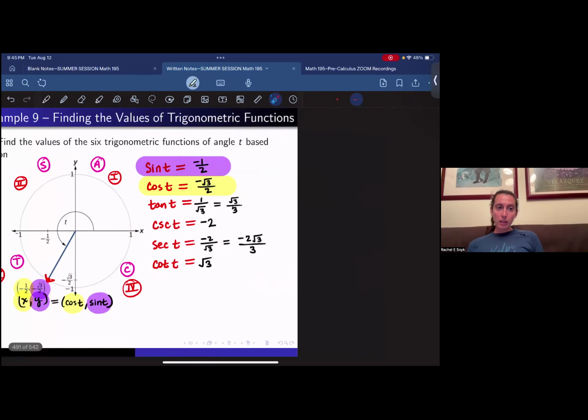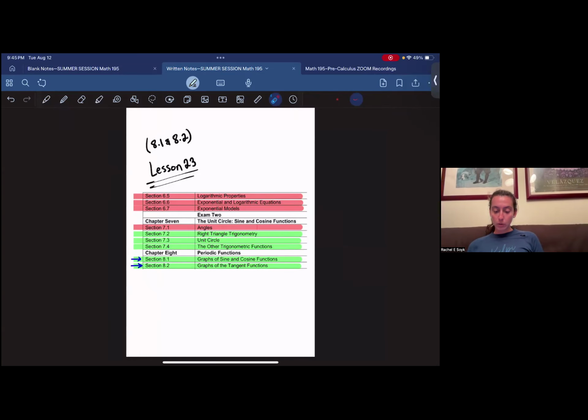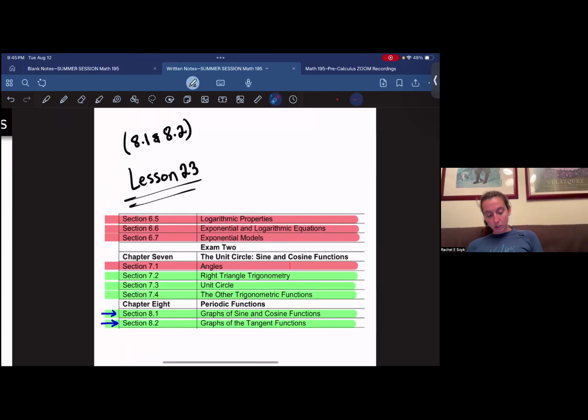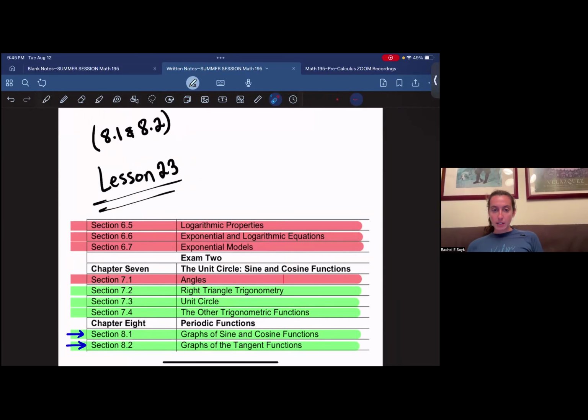So I hope this was helpful and the audio is a bit more clear. We just finished our section 7.4, and next up will be both sections 8.1 and 8.2, which involves graphing our famous trigonometric functions, sine, cosine, and tangent.